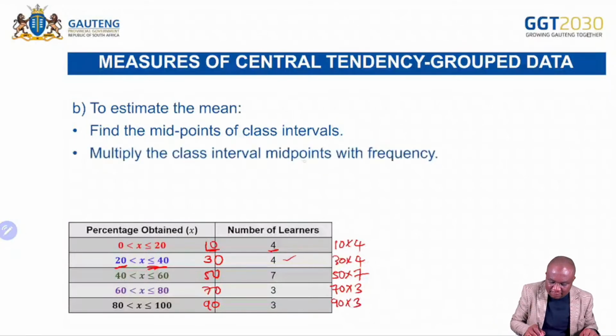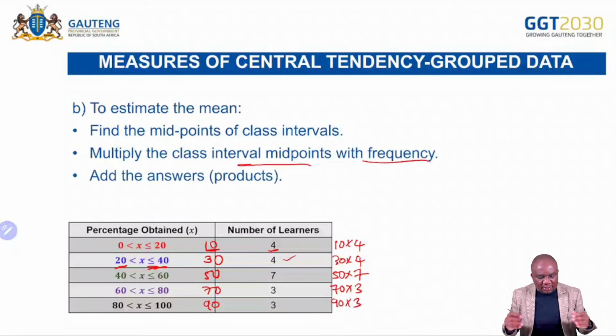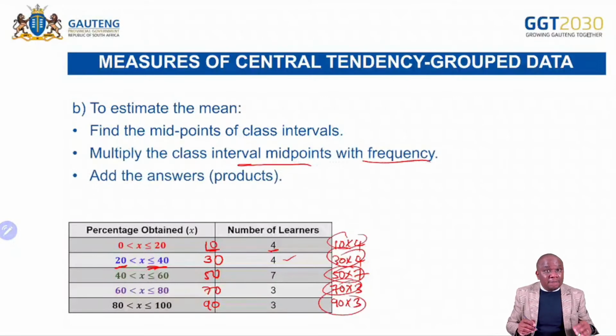Multiply the midpoints by the frequencies. That's what you just did. And then what do you do? Add the answers. They will give us the total marks, the assumed total marks. And then we divide, just like we do. The mean is the sum of the data set divided by the number of data items. Remember, for the number of data items, we just add the frequencies to give us the total number of data items.